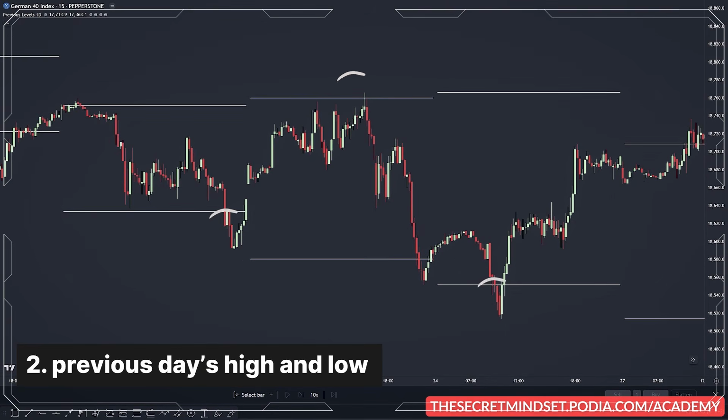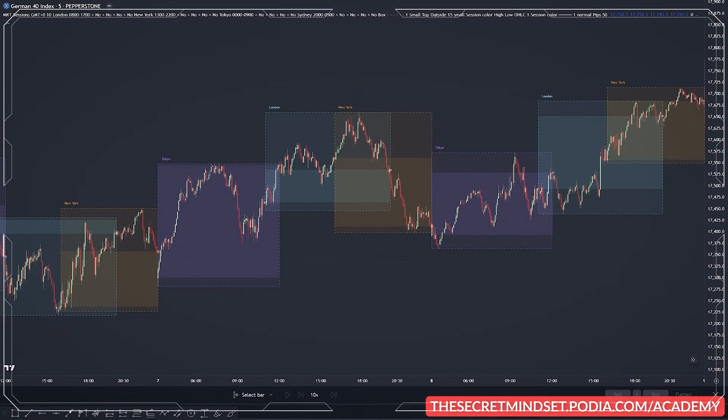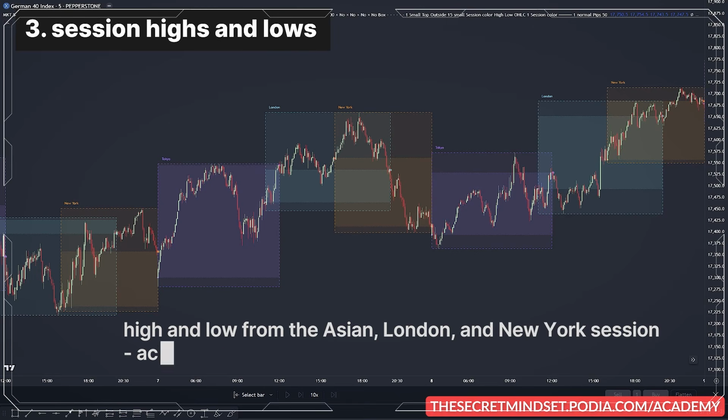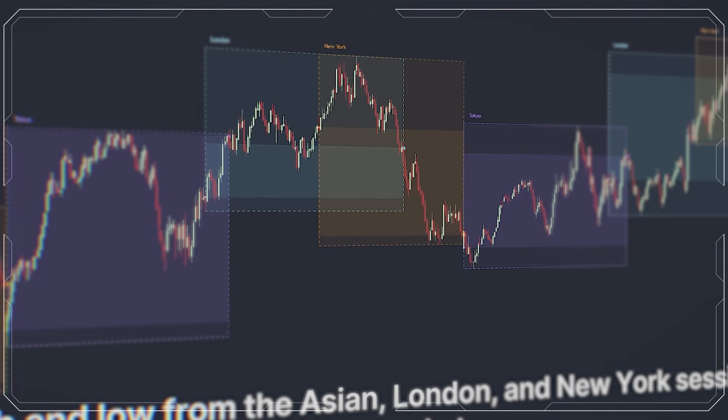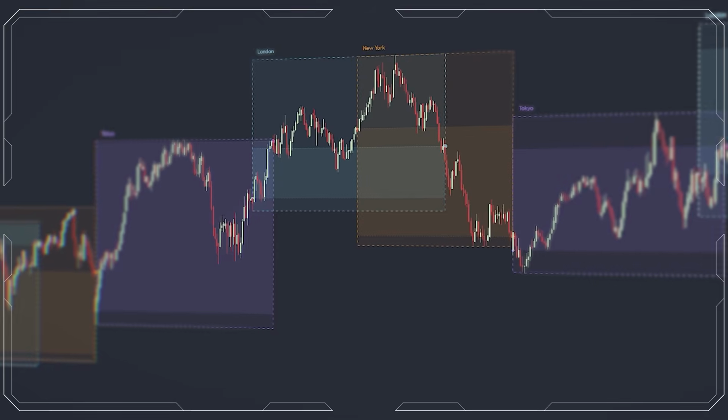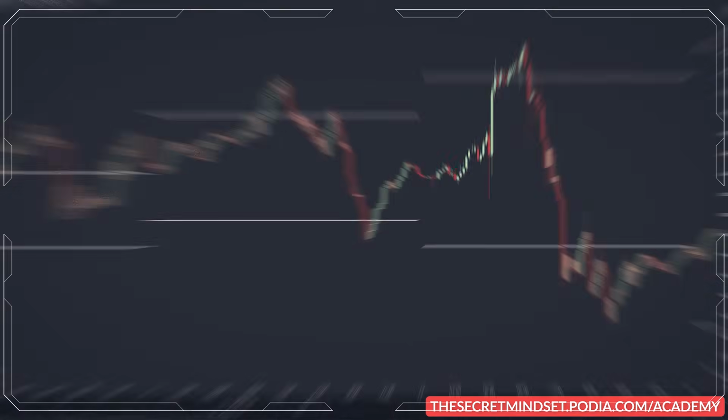Second, previous day's high and low. These can also frame reversals or act as price targets. You must also monitor the session highs and lows. These include the high and low from the Asian, London, and New York session. These liquidity levels, plus the swing pivots, give you a roadmap for the market. They show you where big moves might start or end. They are very useful for planning trades within each trading day.